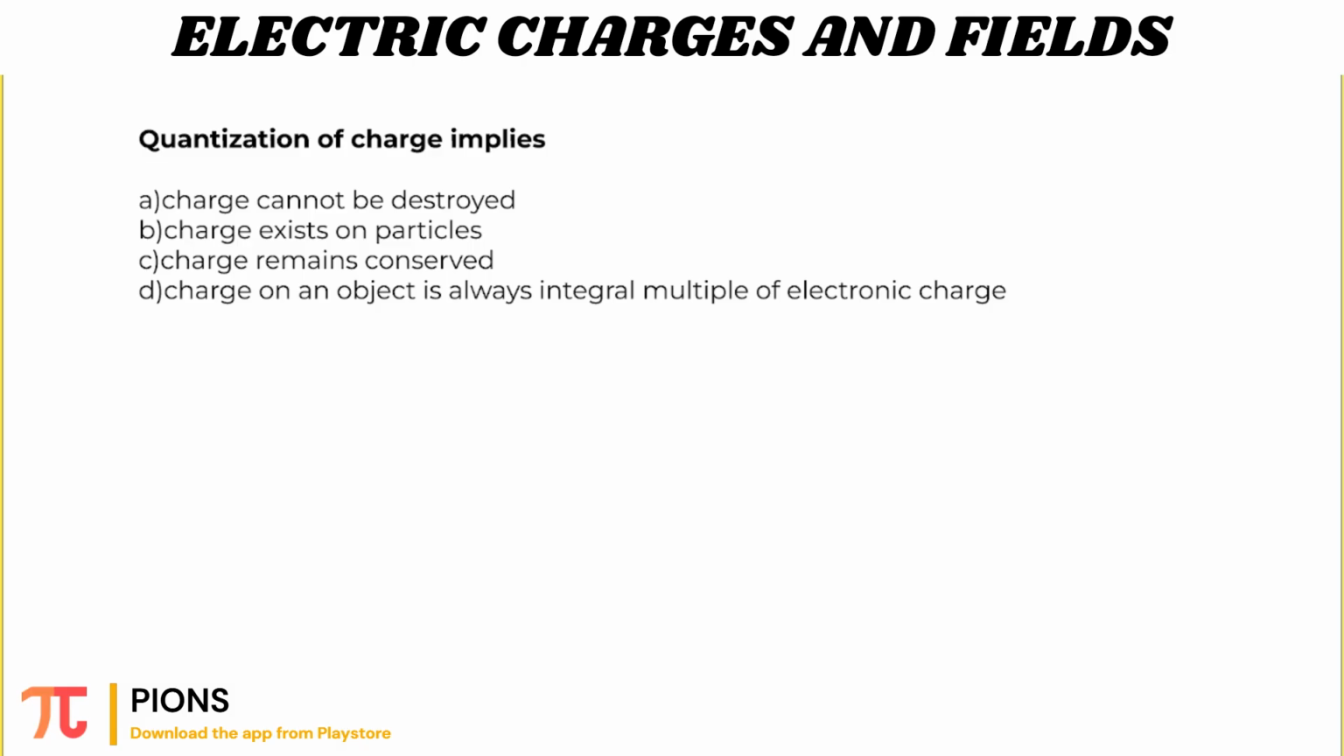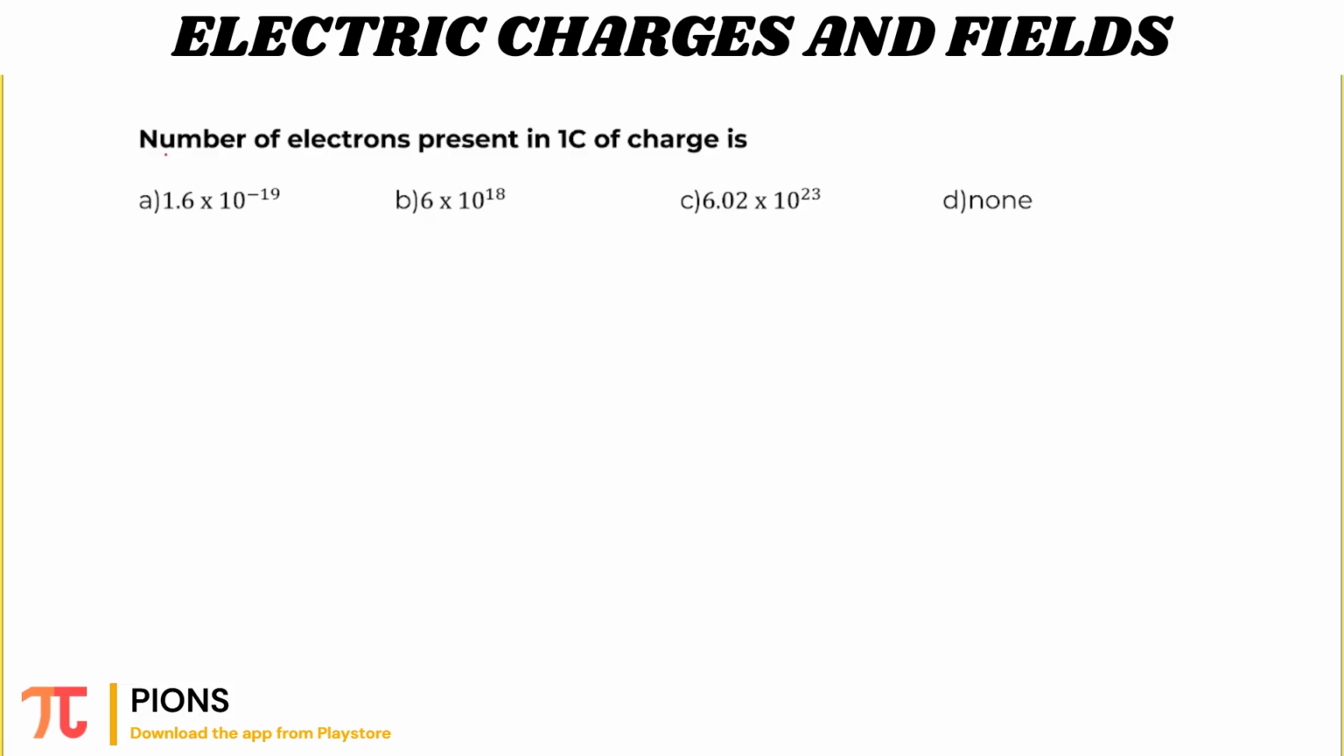The question here says quantization of charge. What does quantization of charge imply? It simply implies that the charge on an object is always an integral multiple of the electronic charge. That is option D. Let's move to the third one. It says the number of electrons present in 1 coulomb of charge, that is 6 into 10 raised to 18, or if you are given 6.25 into 10 raised to 18, that is also fine. So even B is correct. They have approximated it as 6 into 10 raised to 18.